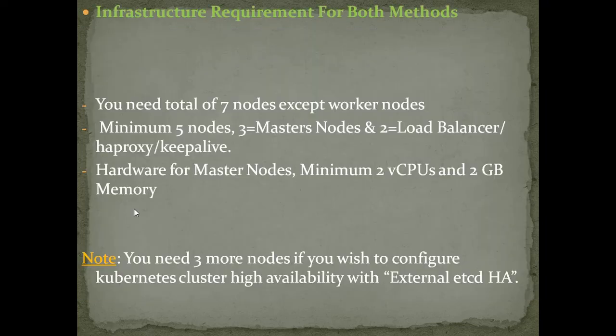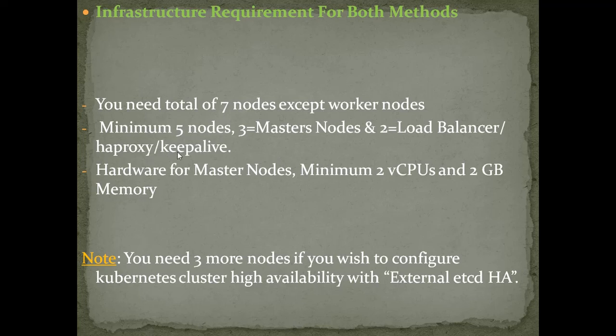If you are going to set up these solutions, you need at least 7 nodes, excluding worker nodes. I'm not including worker nodes here. I'm just including 5 nodes: 3 nodes for the master nodes and 2 for the load balancer, and 2 you can keep for the worker nodes, at minimum. But you should have more than 2 worker nodes to run your Kubernetes cluster in a better manner.